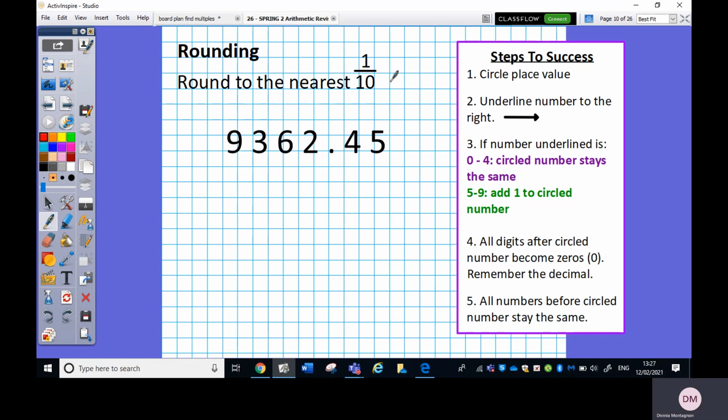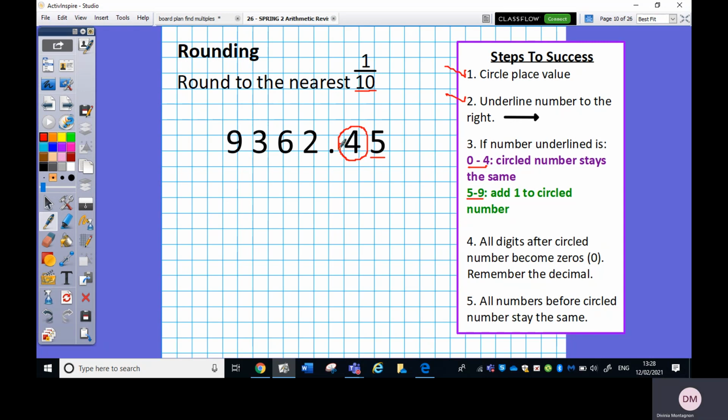Good. So we're rounding to the nearest tenth. Which digit is that? Excellent. So I'm going to circle. Now I'm going to read. Can you read the second step, please? Good. Tell me which digit to underline. Excellent. Now, is my number underlined between 0 and 4 or 5 to 9?